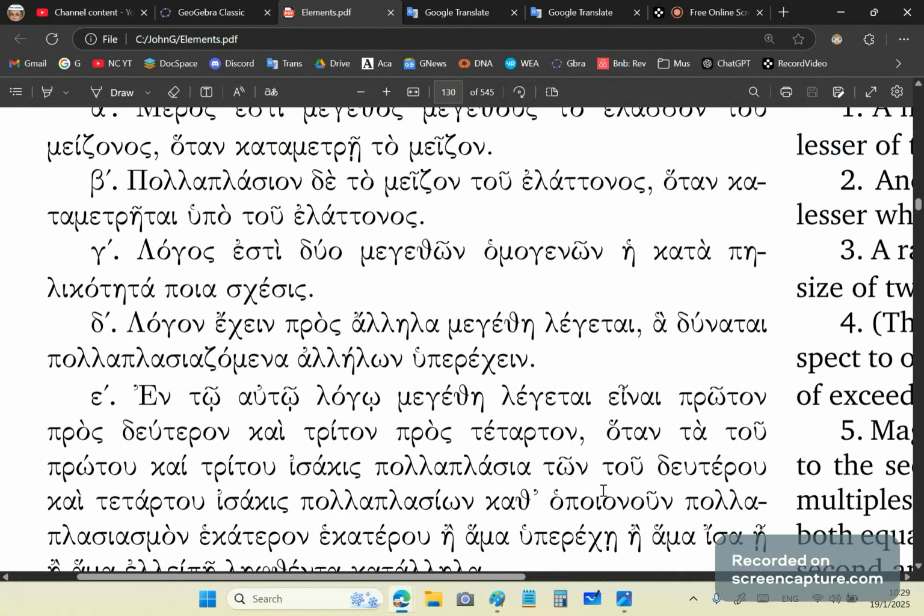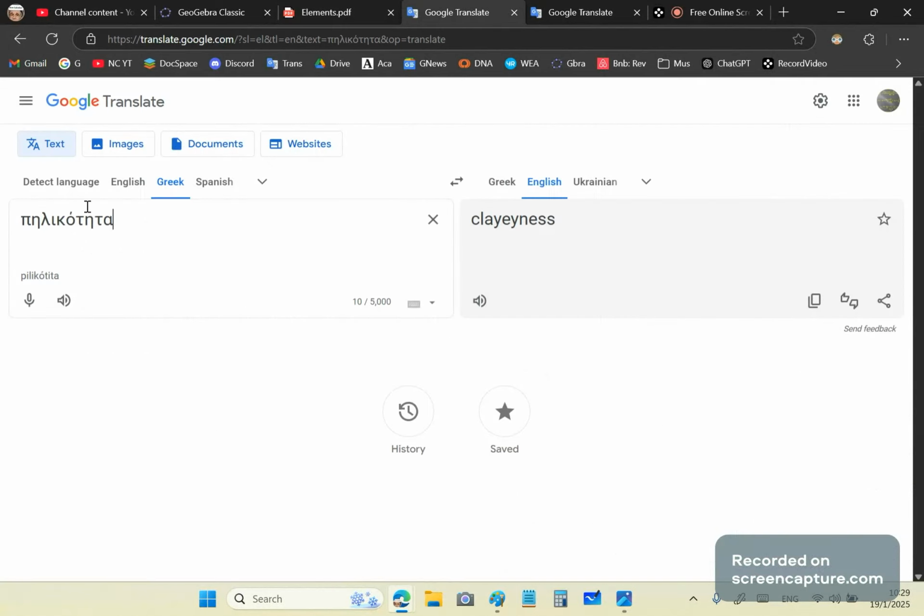Now, let me prove to you that Greek academics don't understand this. So if you type in πηλικότητα in your Google Translate, it says clayness. That's because pilos in Greek means clay. And so they think that this means clayness, but it's got nothing to do with clayness. And of course, they don't know how to spell properly. Otherwise, they would have spelled clayness correctly. So they don't understand what πηλικότητα means.